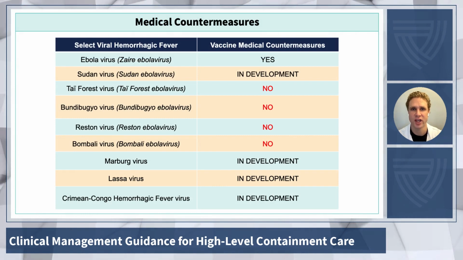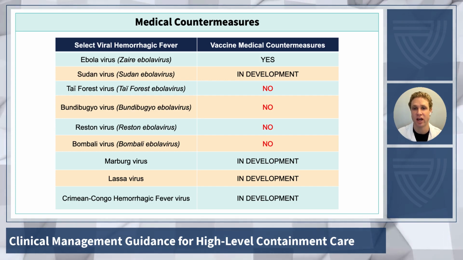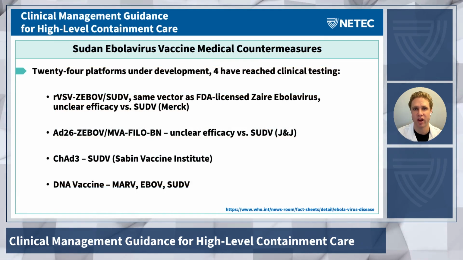I wanted to just take a moment to mention some preventative medical countermeasures that we have. As you can see, for these special pathogens, they are not many. For Sudan Ebolavirus, we only have several that have reached clinical testing. There have been 24 platforms in development. Three have currently been deployed, the first 3 that you can see on your screen, to Uganda itself.